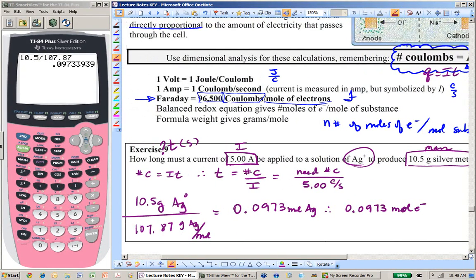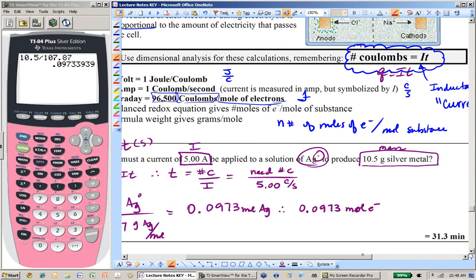How come? Because this is going to be silver ion. See that +1? I only need to transfer 1 mole of electrons for every mole of silver atom. If it had been a +2 ion, I would need 2 moles of electrons, and I would double that number. If it were aluminum, I would need 3 moles, and I would triple that number. But this is a 1-to-1 ratio. So for every mole of silver, I need that exact same amount of moles of electrons.